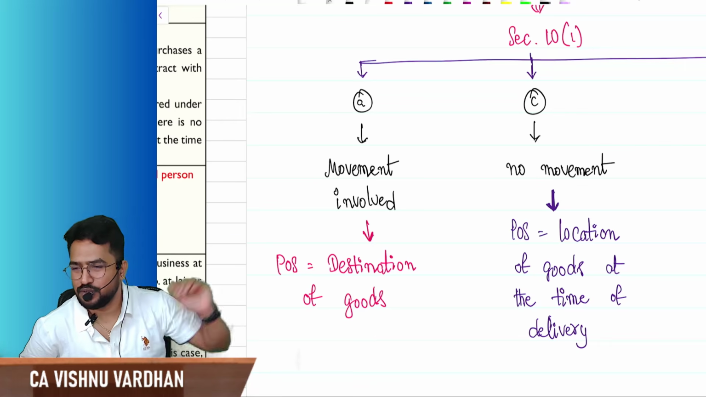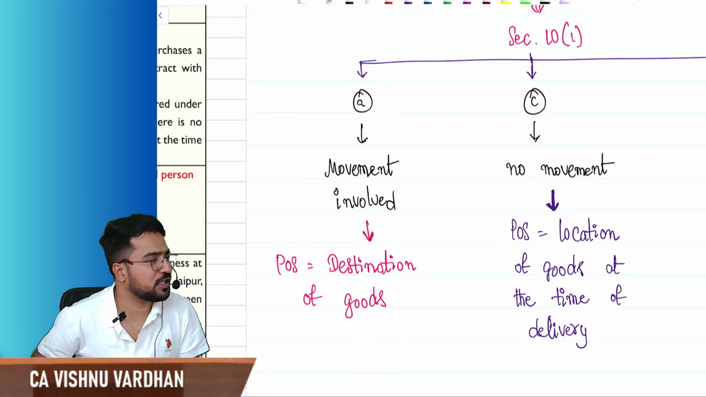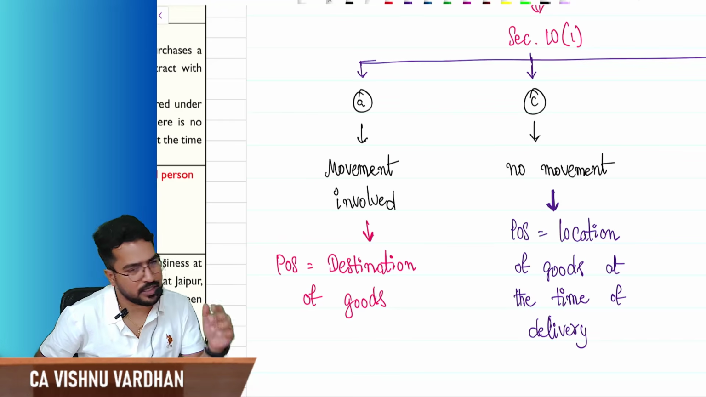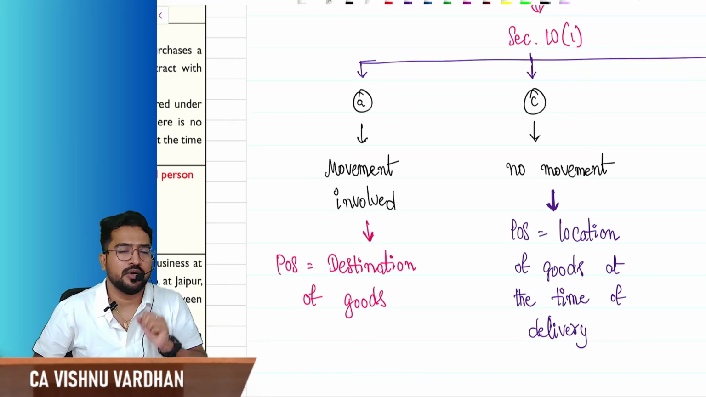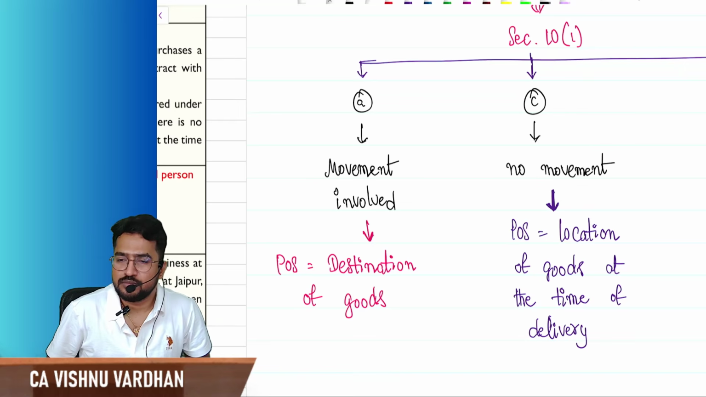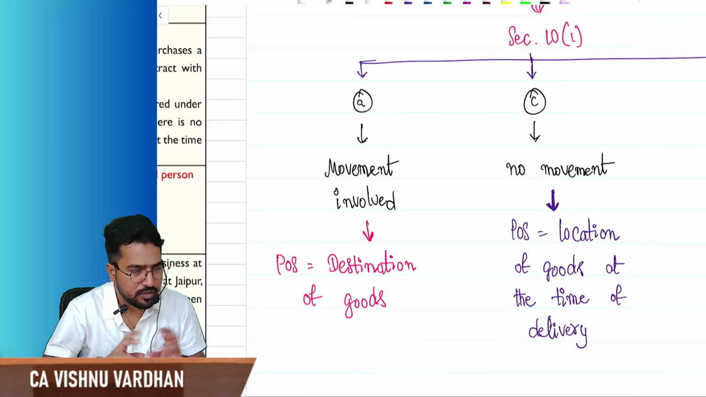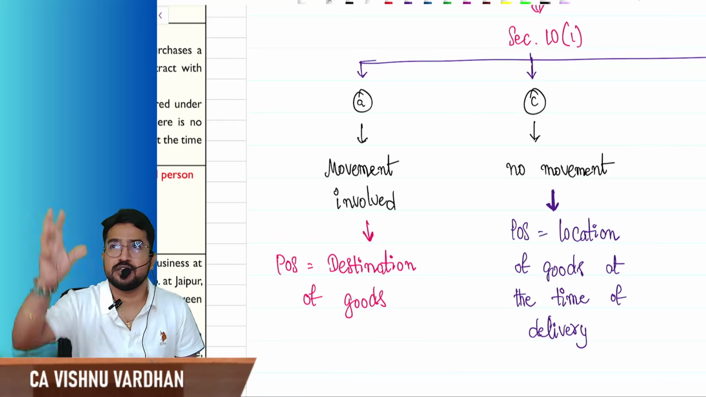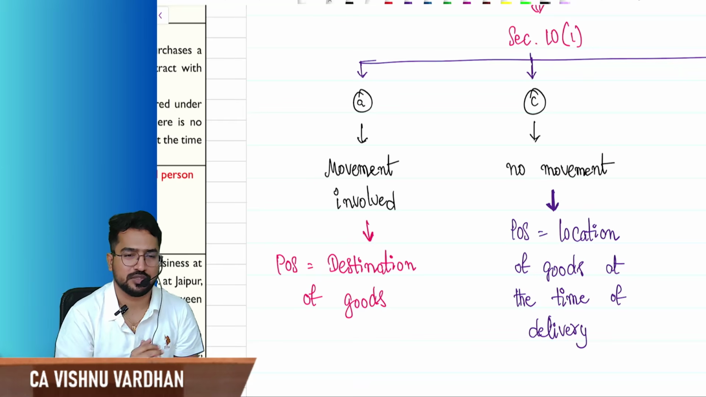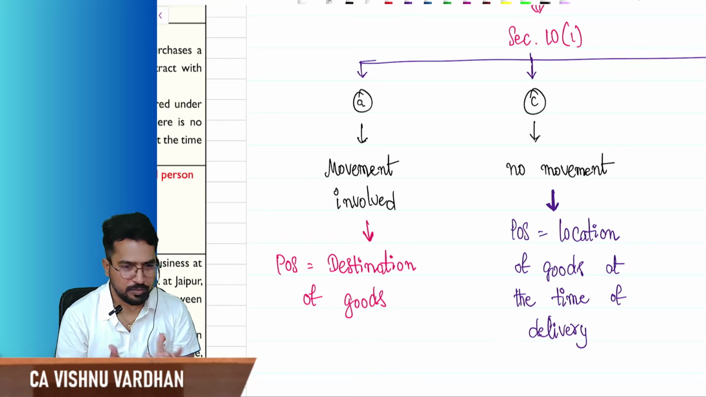Sir, we go to an iPhone store and purchase an iPhone directly in the store. Is the movement of goods involved? From where to where is it moving? You go to the shop, purchase and take it home. The supplier is not moving the goods anywhere. You cannot say, sir, from the shelf they have taken and given to us. Movement is not involved there.